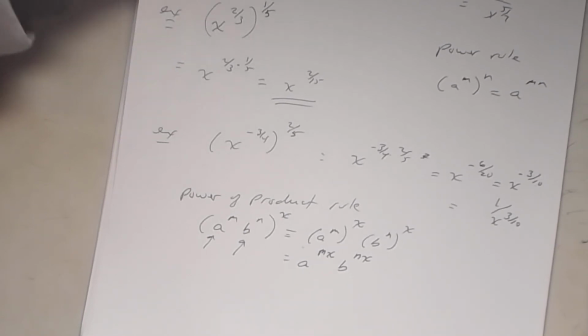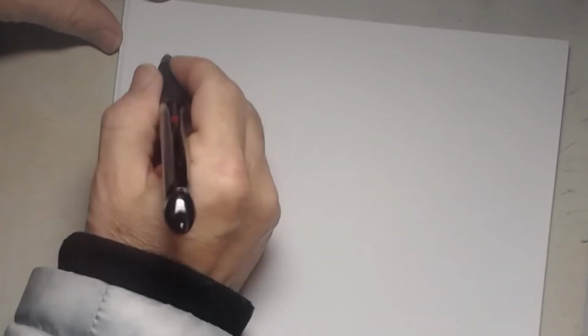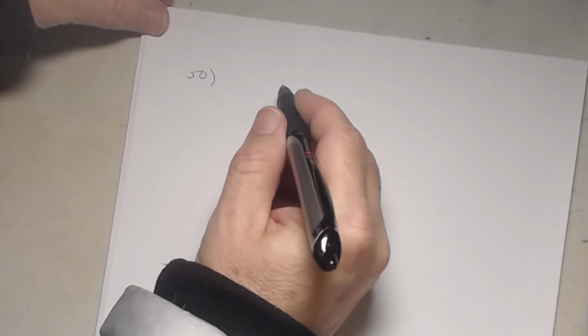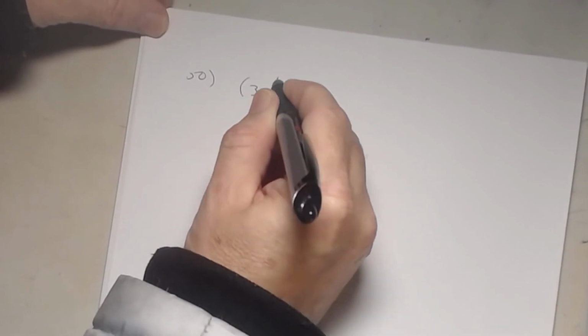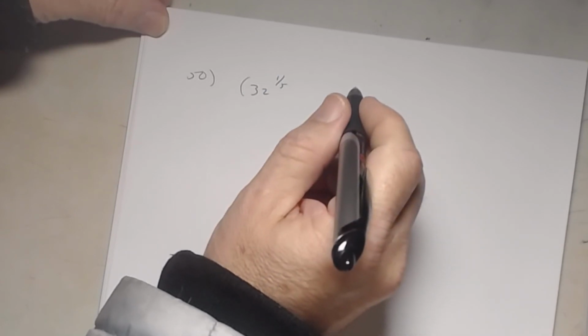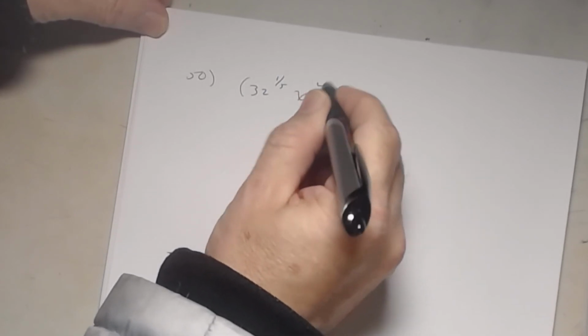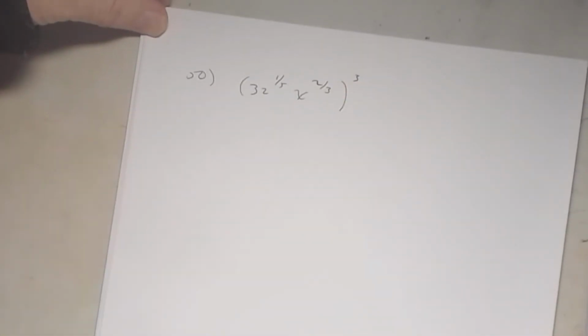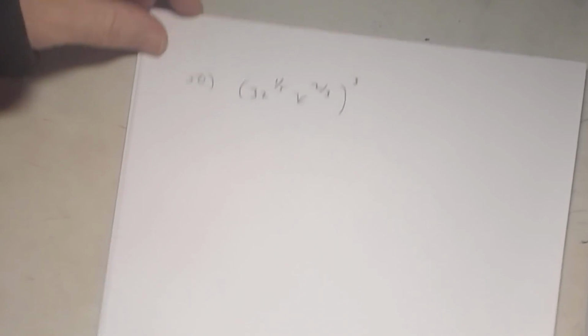All right, number 50. That is number 50. All right, 50, you have this: 32 to the 1/5 times x to the 2/3, and all that's being raised to the third power. Okay.